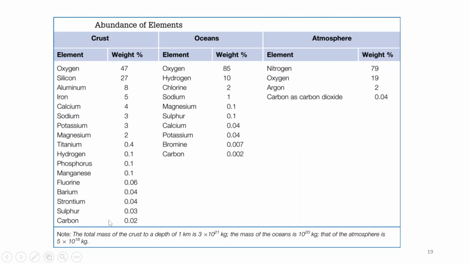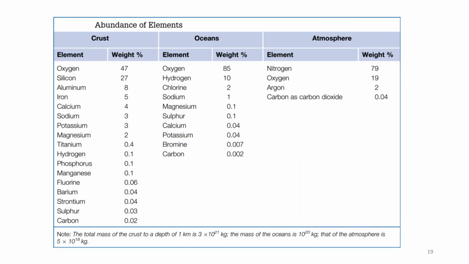Next is oceans. In oceans, H2O is the highest amount. Oxygen is heavy, so its weight percent is 85, and hydrogen is second highest at 10 weight percent. Then you have chlorine. NaCl is plentiful in the oceans, and Cl is heavier, so it is 2 weight percent. Sodium is 1 weight percent. Other chlorides can also be present, which is why chlorine is higher. Then magnesium, sulfur, calcium, potassium, bromine and carbon.